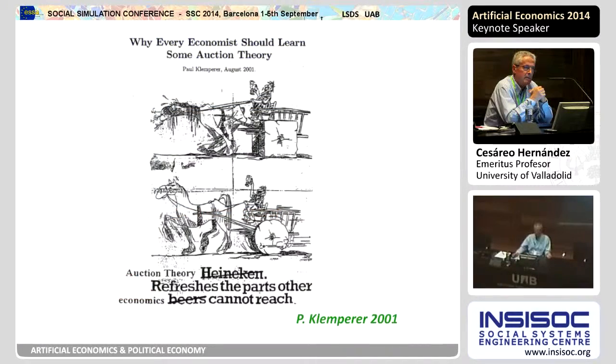Well, perhaps I have to agree with this cartoon from Klemperer's book. Why every economist should learn some auction theory? Because auction theory, you will see if you start trying this, refreshes the parts other economists cannot reach. So when you go out tonight, instead of asking for beer, ask for an auction.